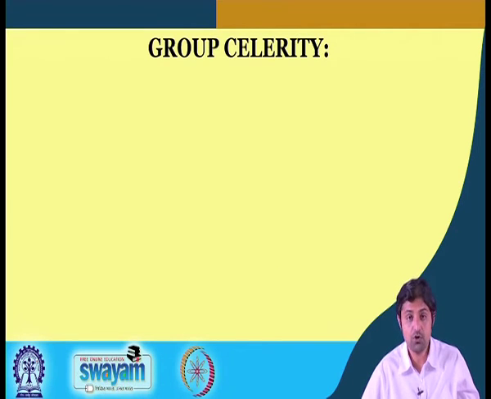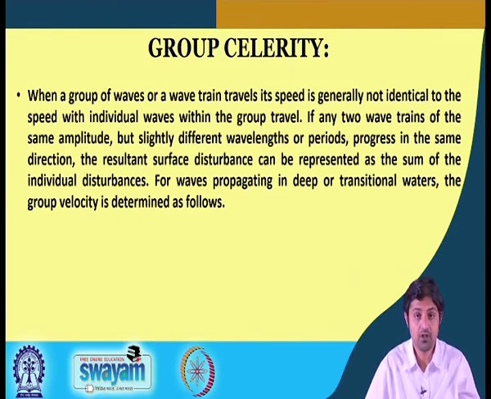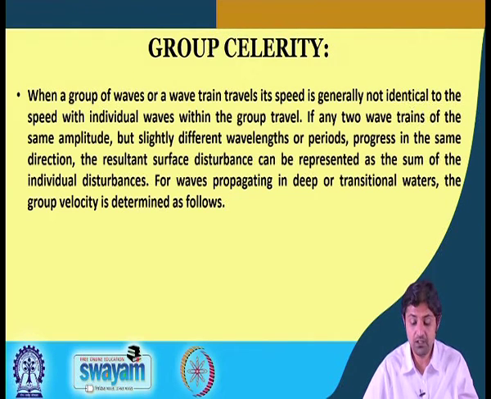Now, there is something called group celerity, a very important concept. When a group of waves or a wave train travels, its speed is generally not identical with the speed of the individual waves. So, if there is a group that is traveling, its speed is not going to be the same as when traveling alone. Our analogy is, if you run alone and if you run along with a group of people, taking everyone together, the speeds will be different.